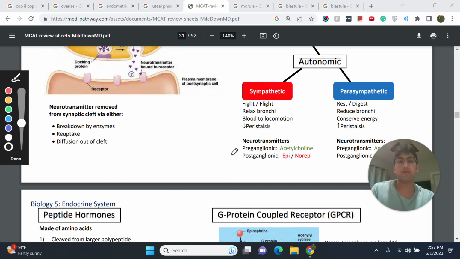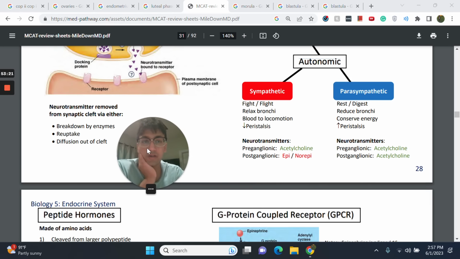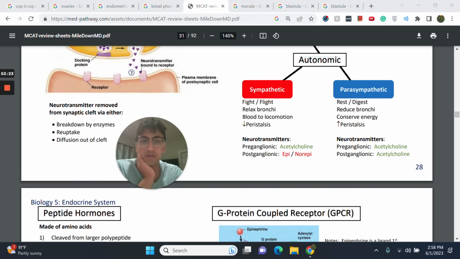The neurotransmitters are acetylcholine for preganglionic and epinephrine and norepinephrine for postganglionic. Rest and digest, you have reduced bronchi, right? Because you conserve energy, and increased peristalsis because remember you're digesting. Your preganglionic is acetylcholine, and your postganglionic is also acetylcholine. And you can remember this because epinephrine and norepinephrine is just adrenaline basically.